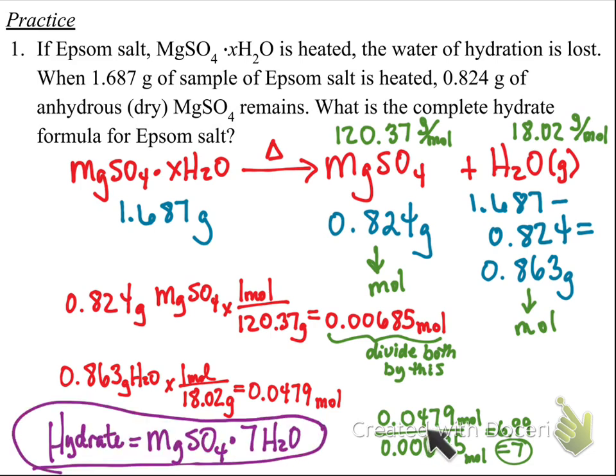So when we do the math here, we get 6.99, which is very close to 7. So I know that X is 7. So the formula for the hydrate is MgSO4, and then it tells us that it is heptahydrate. So there's 7 waters trapped inside for each formula unit.